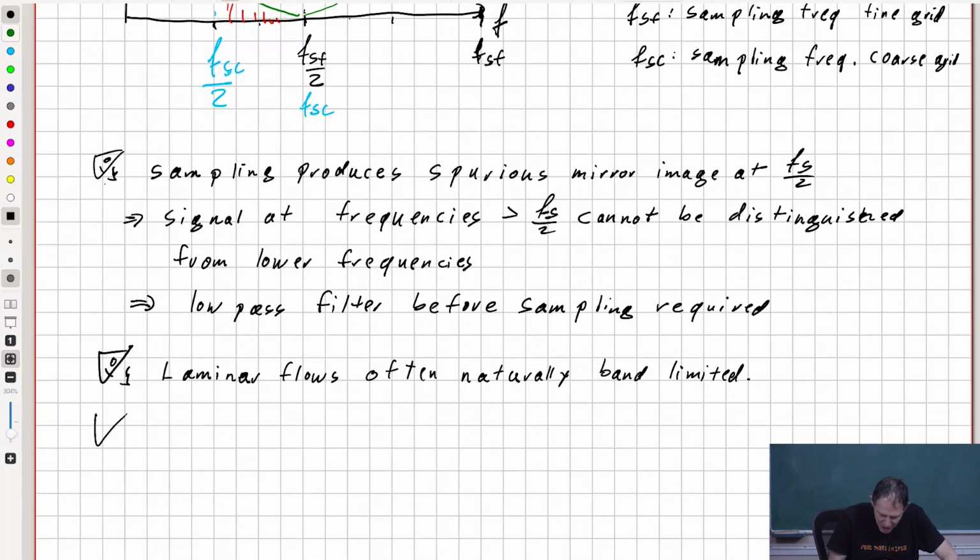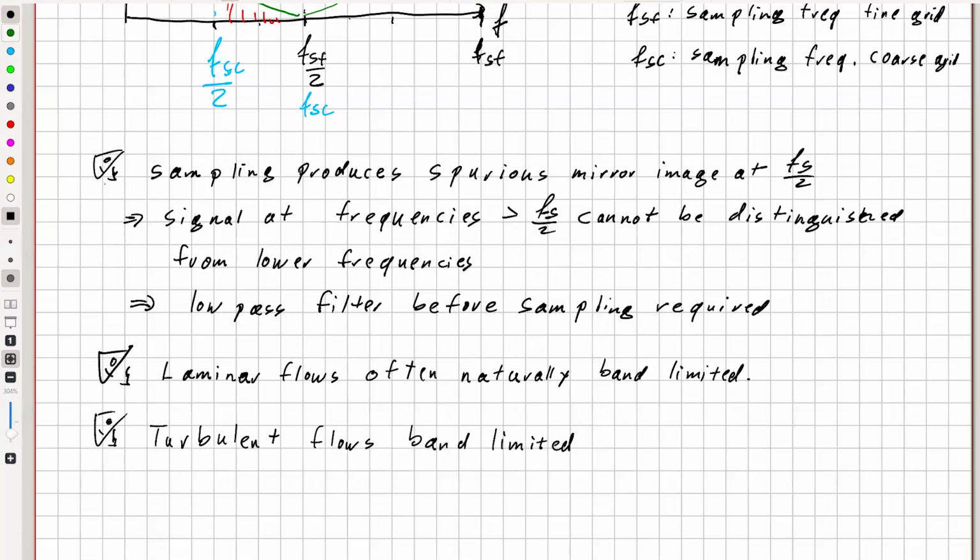And turbulent flows are usually, yeah, they are also band limited, as you know, but they are band limited only by the Kolmogorov frequency. And this Kolmogorov frequency you would need not only to resolve on the fine grid, but also on the coarse grid. In particular on the coarse grid in order to avoid this aliasing. So what is the Kolmogorov frequency? This is basically 1 over the Kolmogorov length.